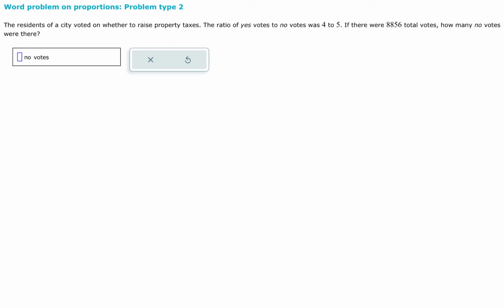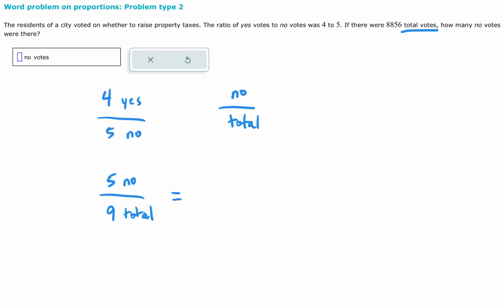This one says the residents of a city voted on whether to raise property taxes. The ratio of yes to no votes was 4 to 5. So 4 yes, 5 no. If there were 8,856 total votes, how many no votes were there? So just like before, we want the ratio of no to total. And right now we have the ratio of yes to no. So if there are 5 no's, then the total would be 5 plus 4, which is 9 total. And now we can finish setting up our equivalent proportion.